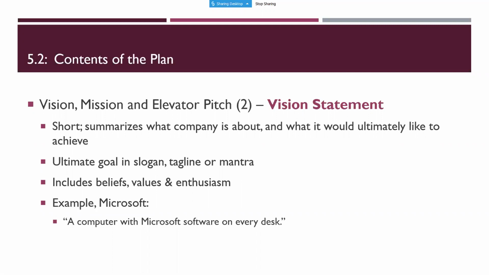But eventually that's what happened. So kudos to them for making it happen. So it should have some enthusiasm, and Microsoft's statement definitely does. And spells out your ultimate goal in some sort of a slogan, tagline, or mantra. Heck yes, this could be a good mantra. So it summarizes what the company is about and what it would ultimately like to achieve. Slam dunk right there. Microsoft did the dang thing.